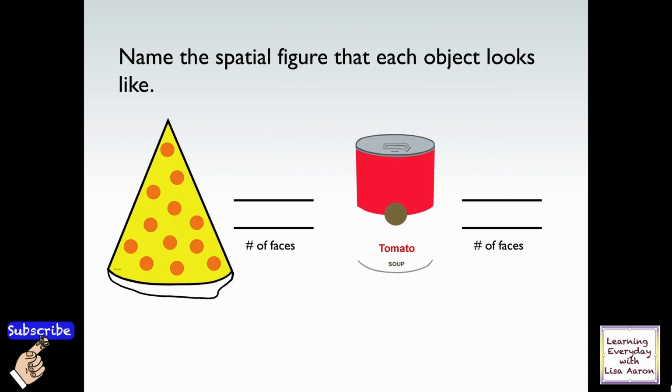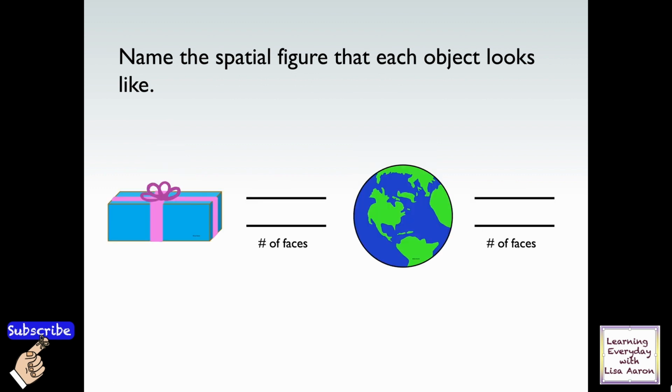Okay. Name the spatial figure that each object looks like. What does that party hat look like? A cone. Number of faces. 1. First of all, what object does it look like? What shape? A cylinder. How many faces? 2. Name the spatial figure that each object looks like. Here we have a present. What does the present look like? What shape?